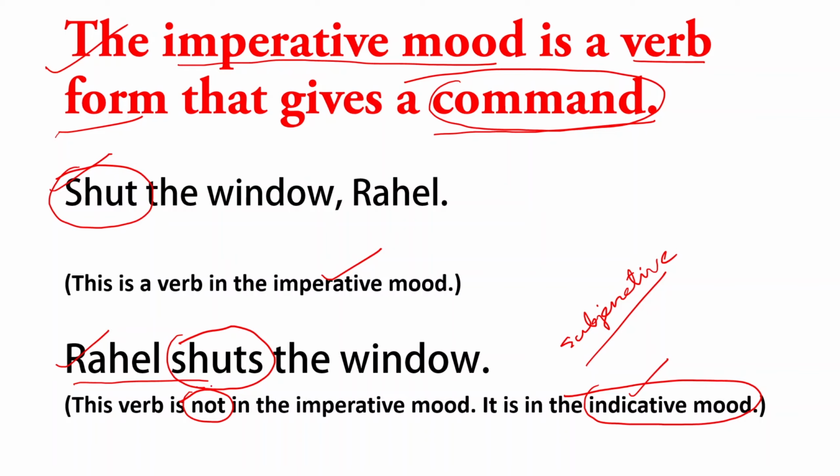Indicative mode here means stating something. Here Rahel is doing the act of shutting the window. So that is the indicative mode of the verb. So let us move on with this imperative mode of a verb.